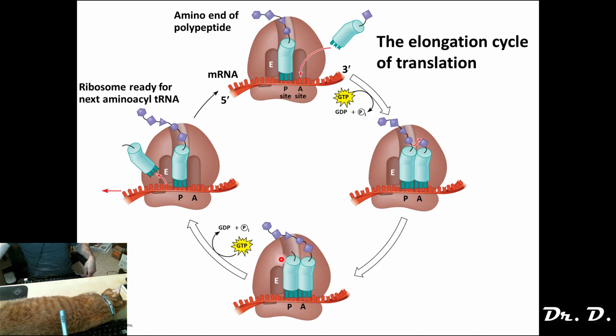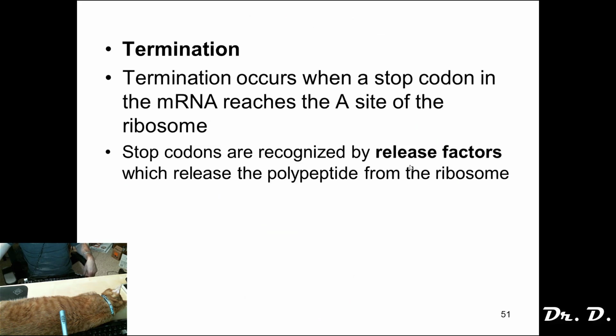This uncharged tRNA moves to the E site. This tRNA with all the amino acids attached goes to the P site, leaving the A site empty. The next tRNA will come in at the A site. The uncharged tRNA is ejected out the E site, and the P site's responsible for the next peptidyltransferase activity.